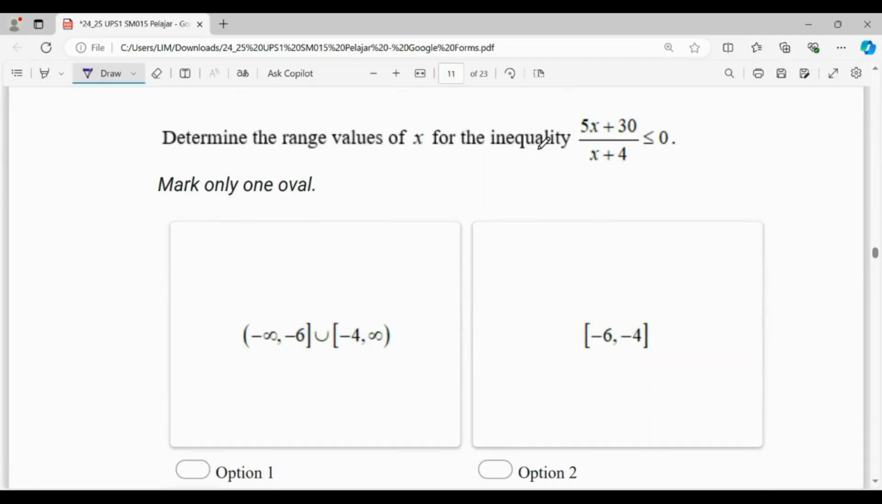Then for this question, it is a rational inequality. First of all, we make sure the right hand side is 0. So this is less than 0. Then to solve this, we use a positive number line.